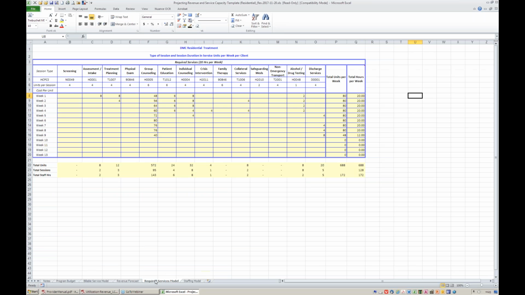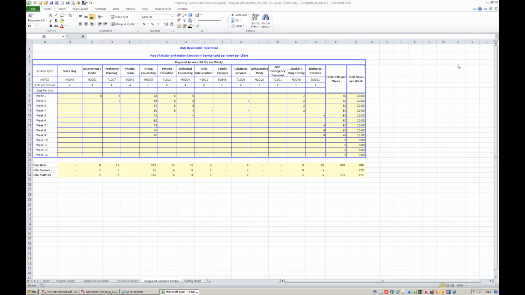Now this is different from what we had in our outpatient model. This is required services. So you bill for the treatment day. You bill for case management, but you've got to provide 20 hours per week of staff-led activity. And this is how that lines up.